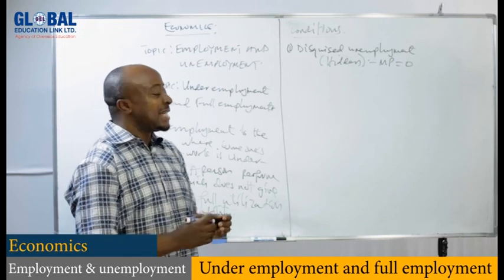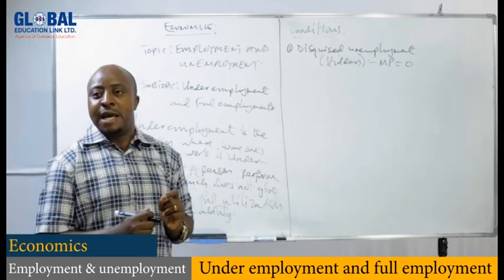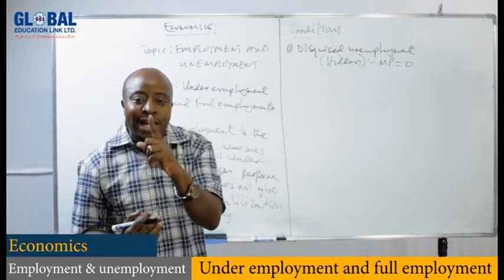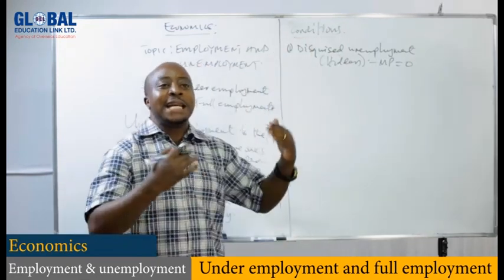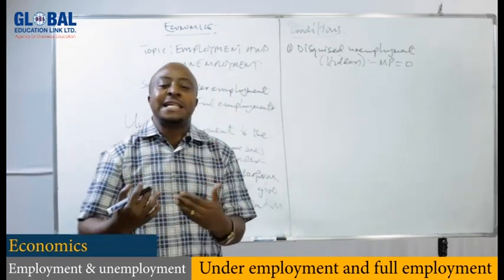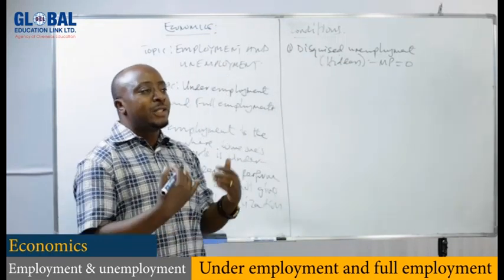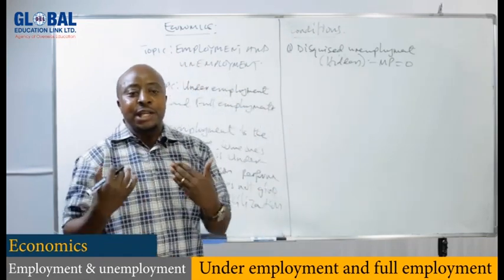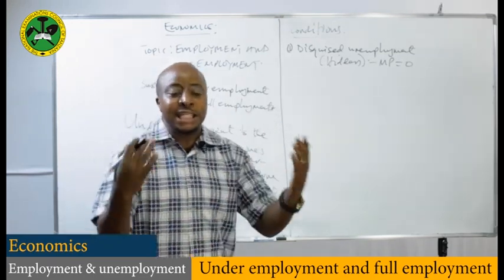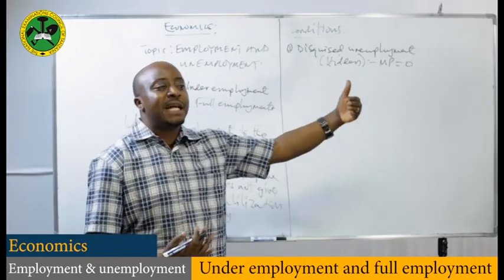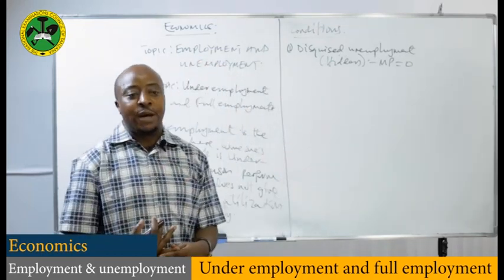For example, you find a certain office demands only two secretaries, but those employed are five. The normal working mechanism demands two people to work there, but the office has employed five. Those three added workers are disguised in nature. They are hidden. They are employed, but in a sense they are not working, because even when you take some of them out, the marginal product is zero, just because the job has employed more people than required. Maybe a certain school demands only 10 teachers, but there are 20 teachers. Some of the teachers have hidden unemployment just because we have employed more people than the job requires. For that case, we say that is hidden.